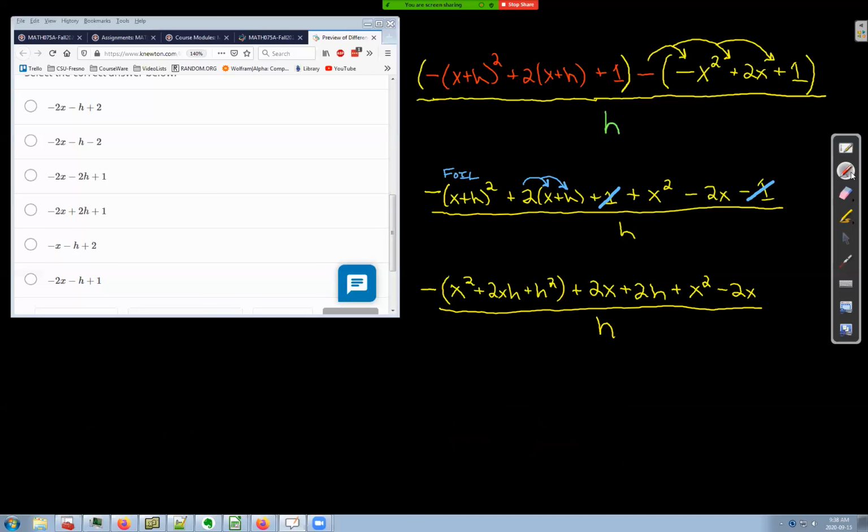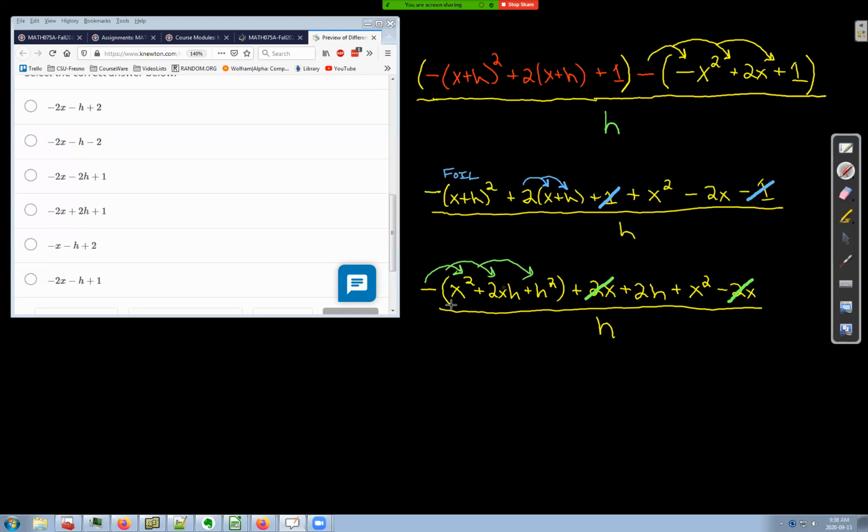So, all right, we're getting closer here. Now what we see is there's a positive 2x here and a negative 2x there. So we're getting closer, but we're still not done yet. So what's the next thing I'm going to do? The next thing I'll do is distribute this minus sign.